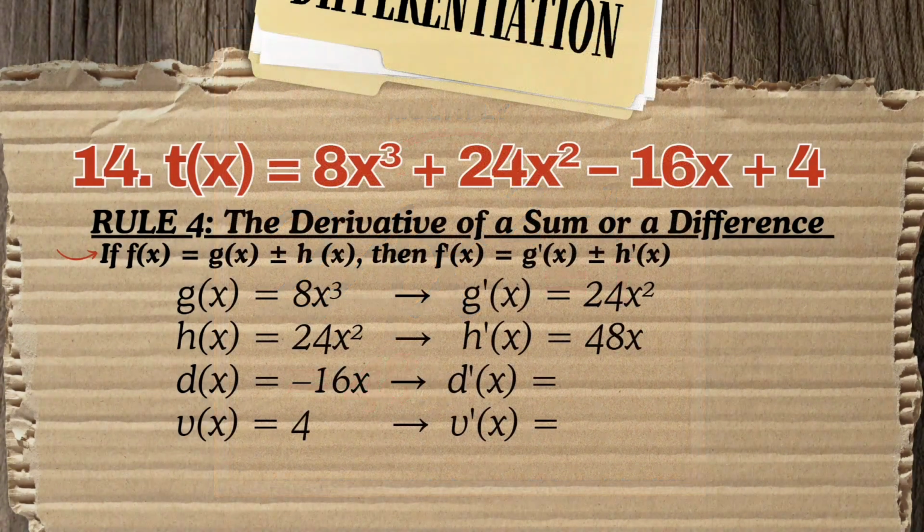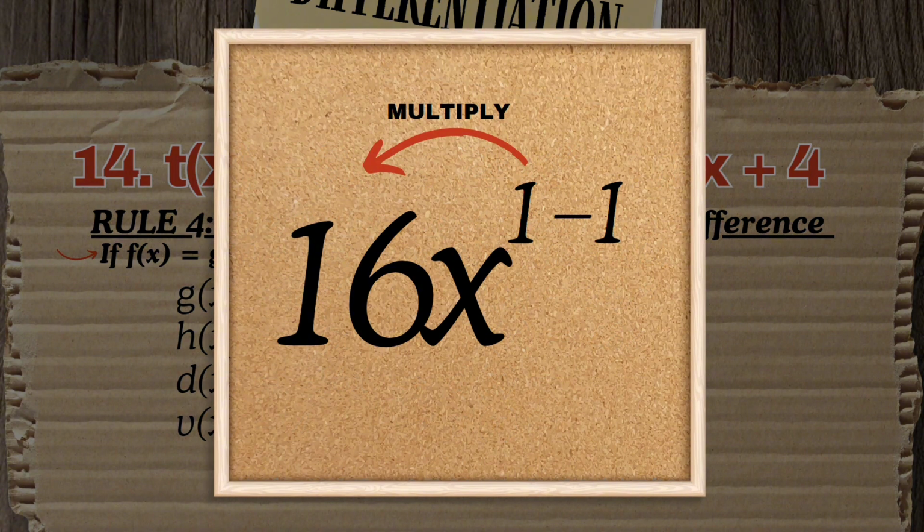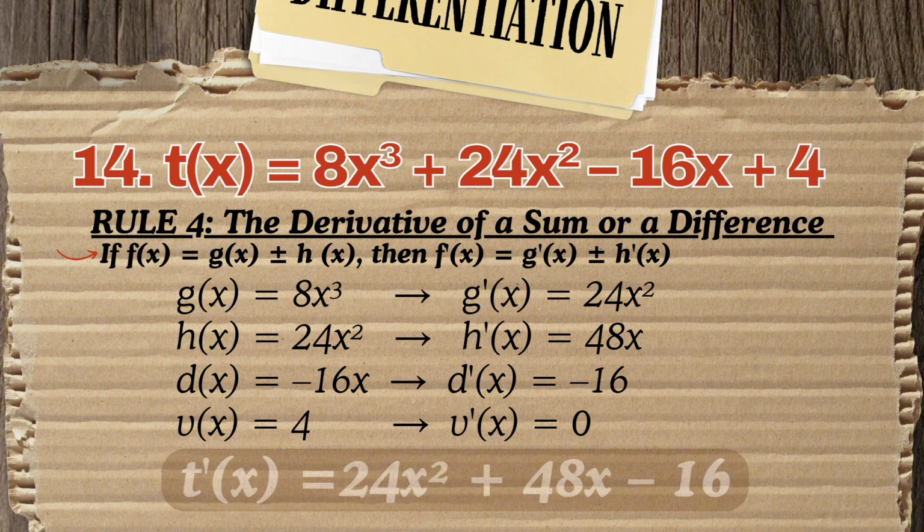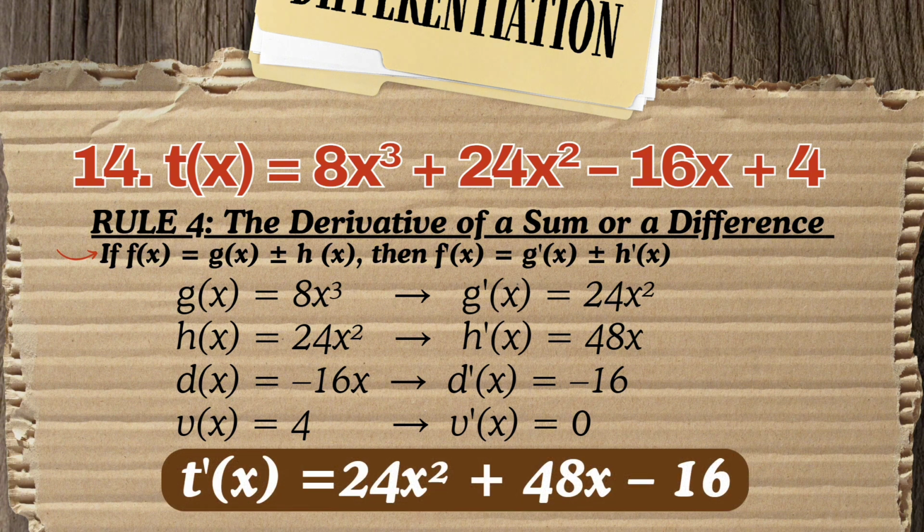Copy the minus sign. So, for the derivative of 16x, since may exponent na 1 ang x, 1 times 16 is equal to 16. And babawasan pa ng isa ang exponent na 1. So 1 minus 1 is equal to 0. Then lastly, ang derivative ng 4 is automatically 0 since constant siya. Therefore, our final answer will be p prime of x is equal to 24x raised to 2 plus 48x minus 16.